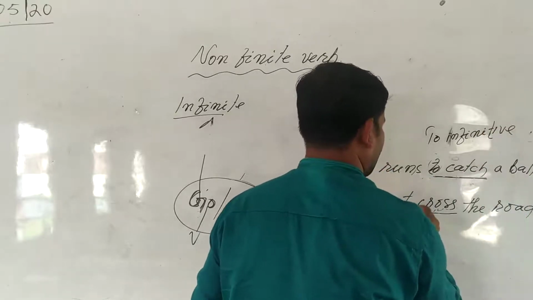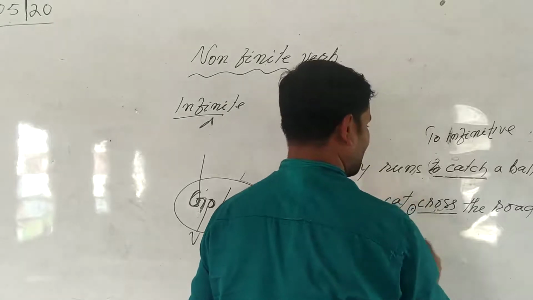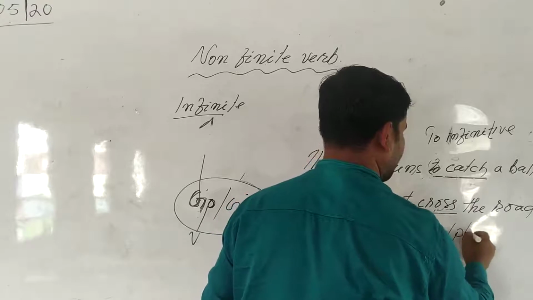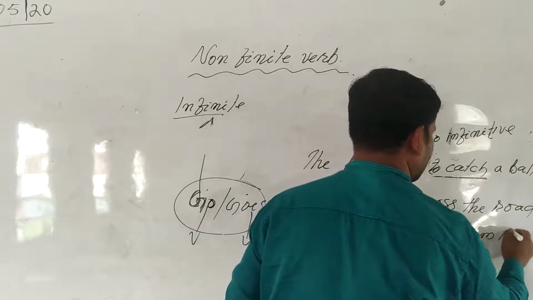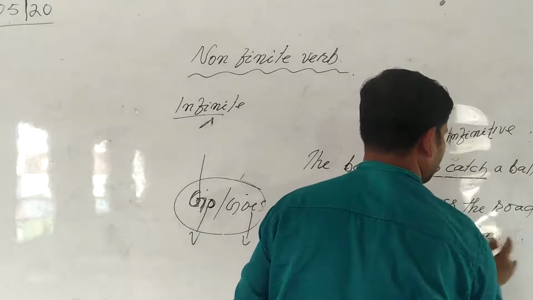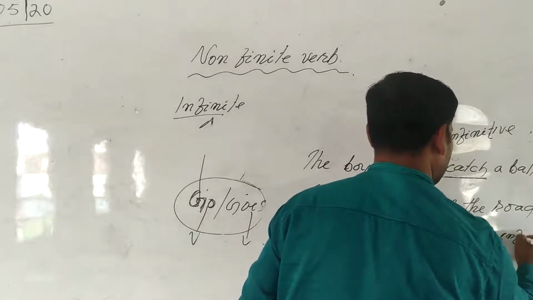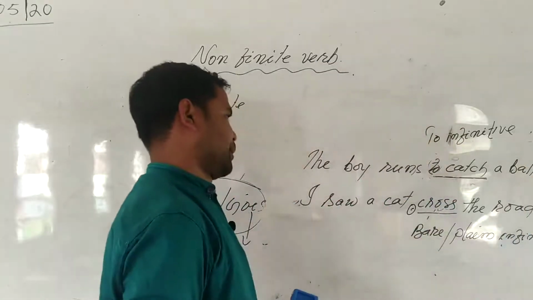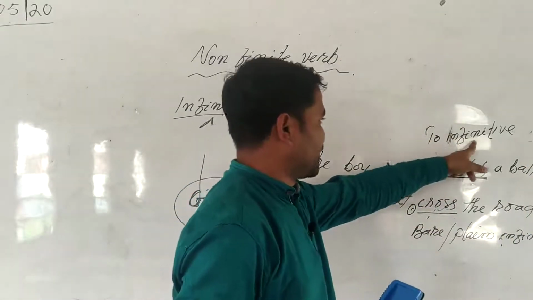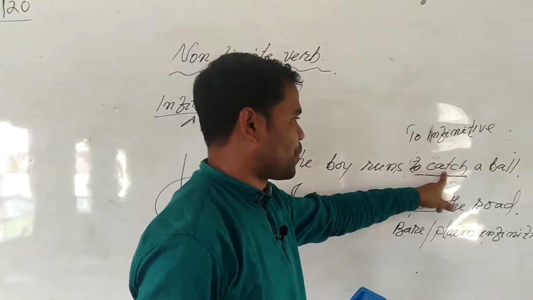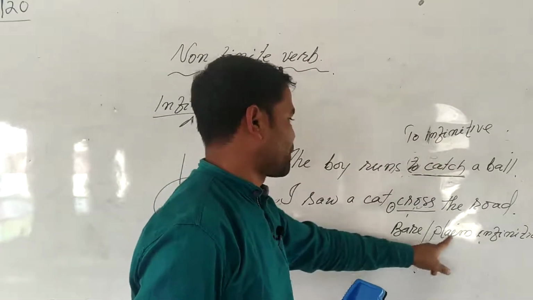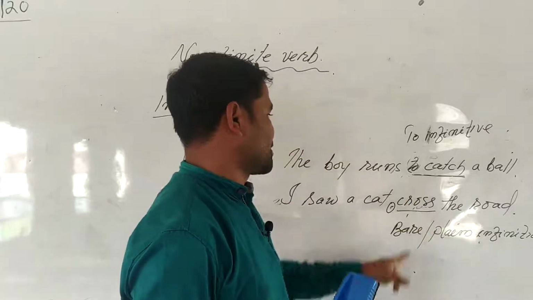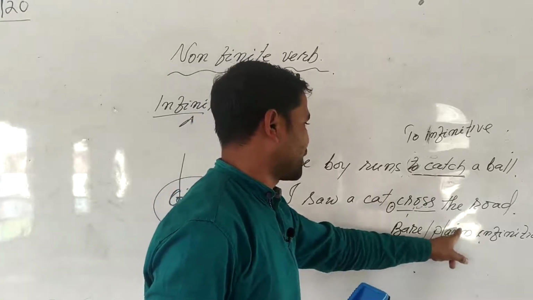And the infinitive without to is called bare or plain infinitive, meaning simple infinitive. The to-infinitive is to plus the first form of verb, and the bare or plain infinitive is without to, meaning the first form of verb, the base form.